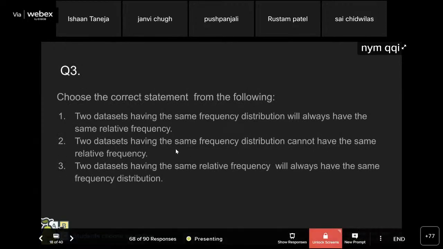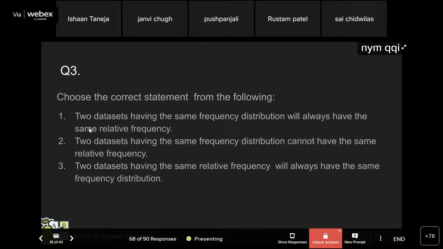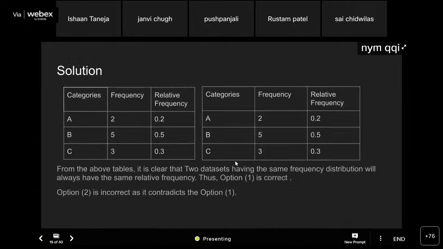Moving forward to option 2, two data sets having the same frequency distribution cannot have the same relative frequency. They will definitely have the same relative frequency, right? If there are two data sets both having 3 categories each and each category has the same frequencies, then definitely they would have the same relative frequency, right? Because it's gonna be the same proportion always. So it means that our statement 1 is correct among the 3, right? So here is an example. If there are the same frequency distributions, they will have the same relative frequency always.